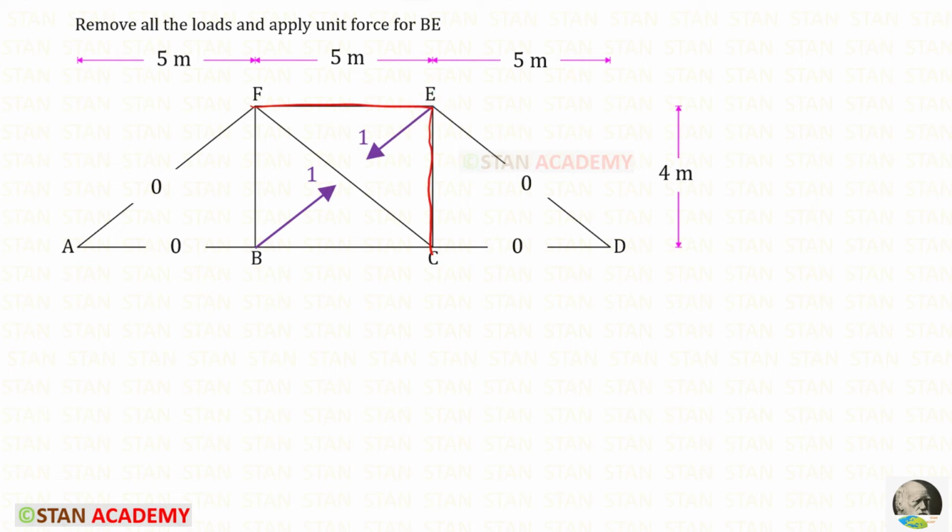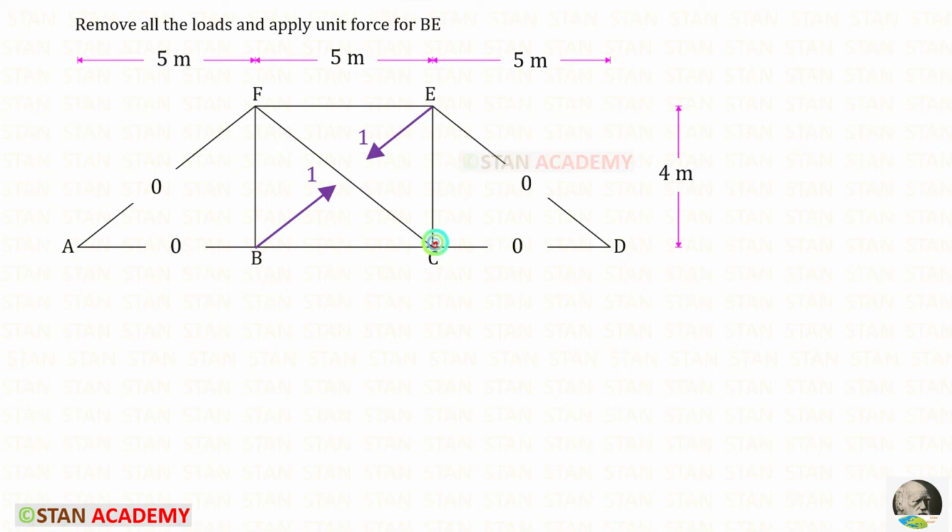To find the other member forces, we can apply shortcut. You can see that it is symmetrical. So the force in BE will be equal to the force in FC. So it should be 1. The force in FE will be equal to the force in BC. And the force in EC should be equal to the force in FB. Even though there is a shortcut, still I am going to find the member forces using the method of joints.